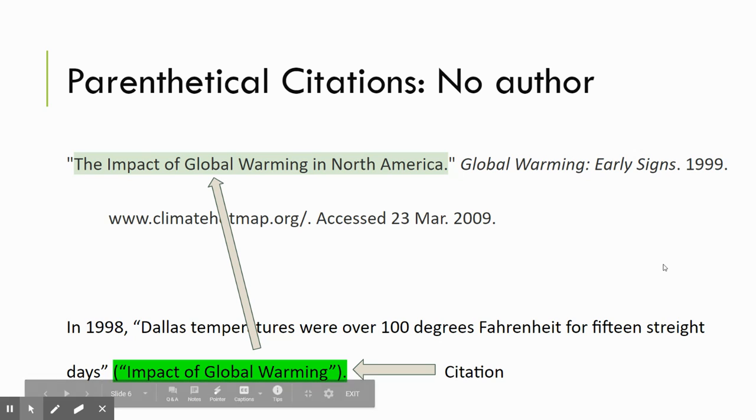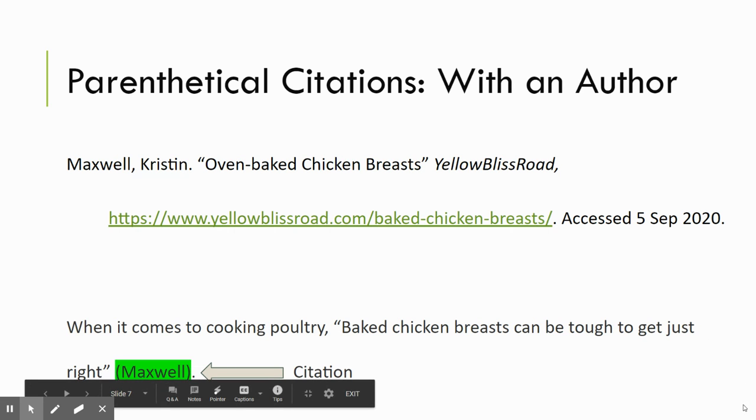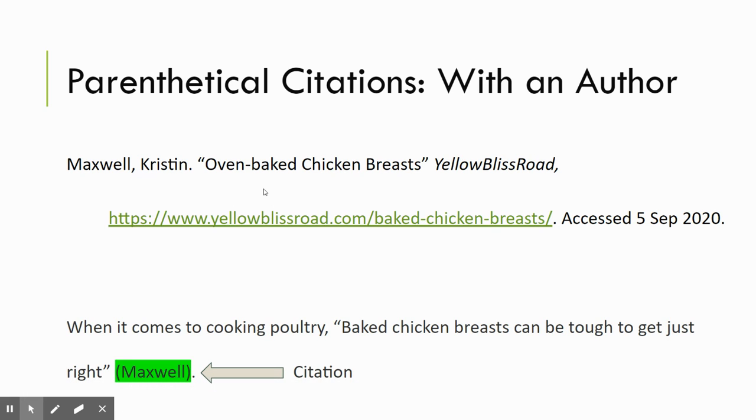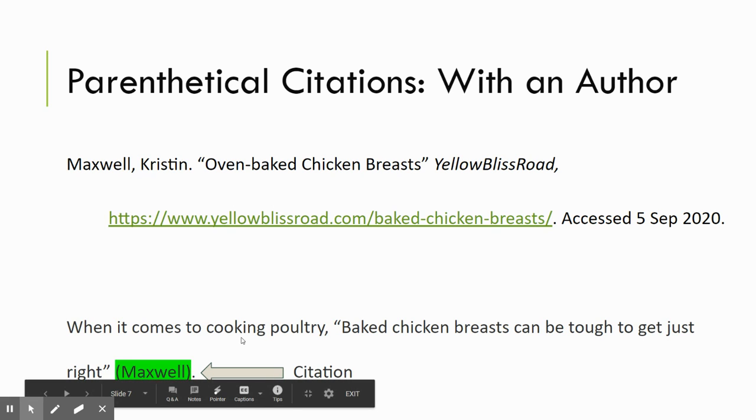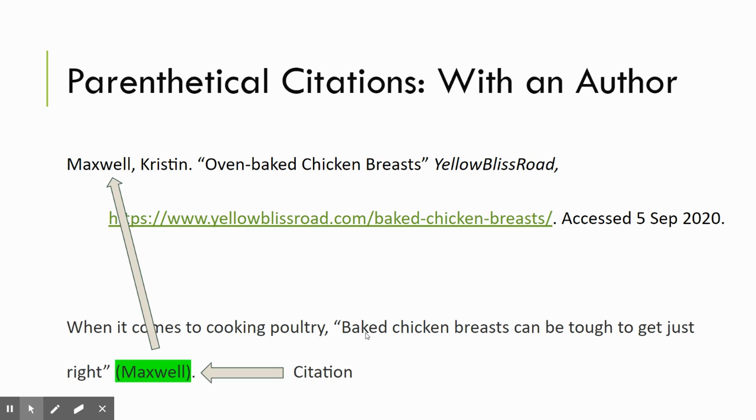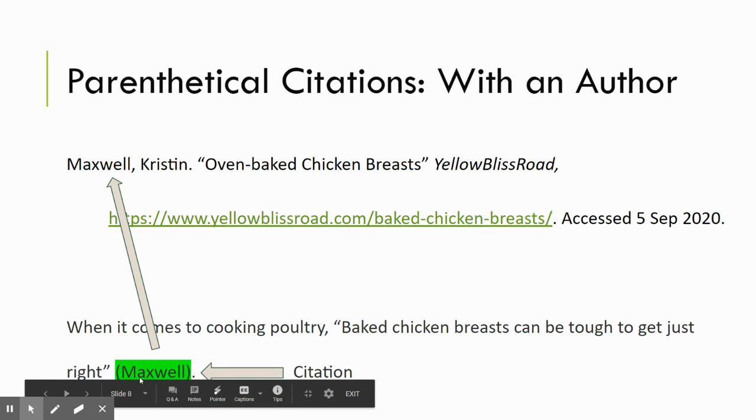So what should you do if your source does have an author? Let's take a look at a quote from Kristen Maxwell's article about oven-baked chicken. Here's our direct quote. When it comes to cooking poultry, quote, baked chicken breast can be tough to get just right. Once again, I have my parenthetical citation. This time, however, because I do have an author, I am going to use the author's last name in the parenthetical citation. Upon seeing this, a reader would easily be able to determine that this direct quote comes from the Maxwell source on my works cited page.